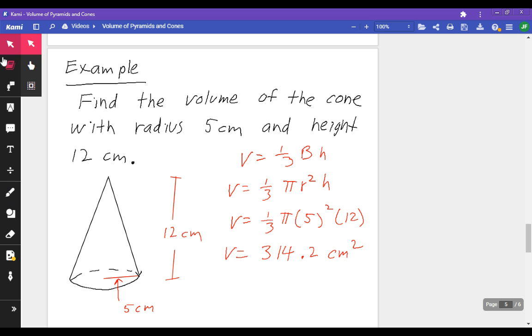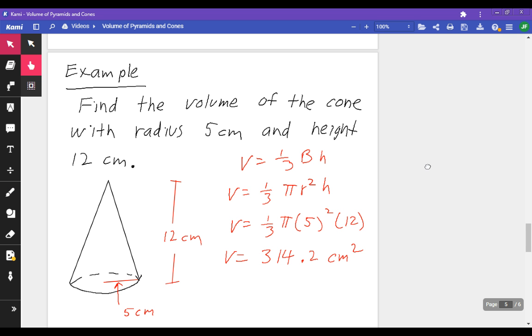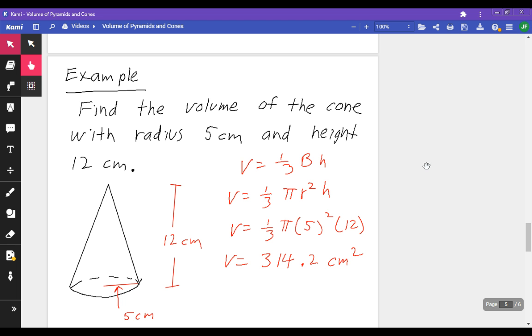So here you see a picture of a cone, a diagram of a cone, which has a height of 12 centimeters and a radius of 5 centimeters. We're going to find the volume of that cone. So again, we're going to write down that formula first. Volume equals one third times the area of the base times height. And remember, this time we said that we can replace the area of the base, capital B, with pi r squared, since that base is a circle. Just plug in the numbers. So volume equals one third times pi times 5 squared times 12.